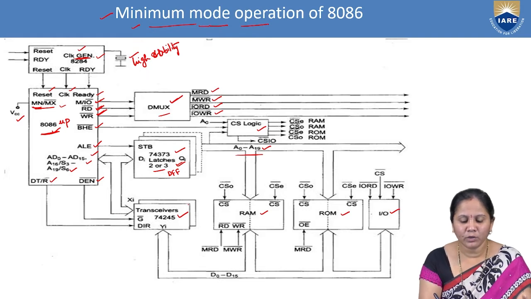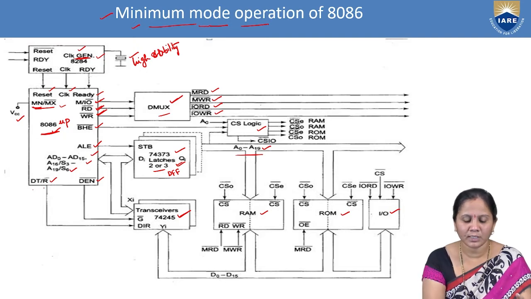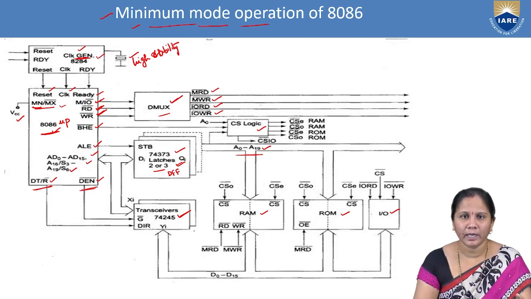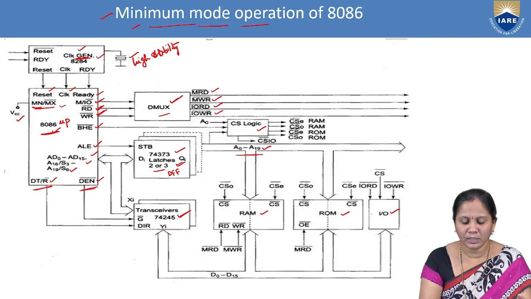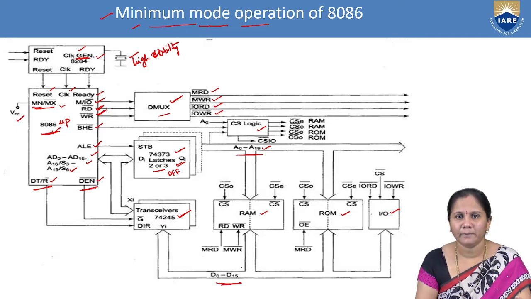Now, we also have one more important component called transceivers. Transceivers are also called data amplifiers. These transceivers are controlled by two signals, DT/R bar, that is data transmit and receive, and DEN, that is data enable. The main purpose of these transceivers is to separate the data from the address-data multiplexed lines. If you see the output of the transceivers, only data lines will be there. So latches separate the address and the transceivers are used to separate the data. That is why these transceivers are also called data amplifiers.